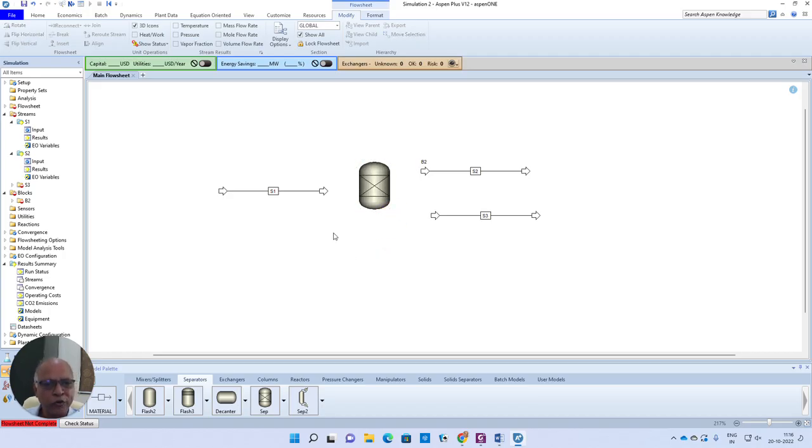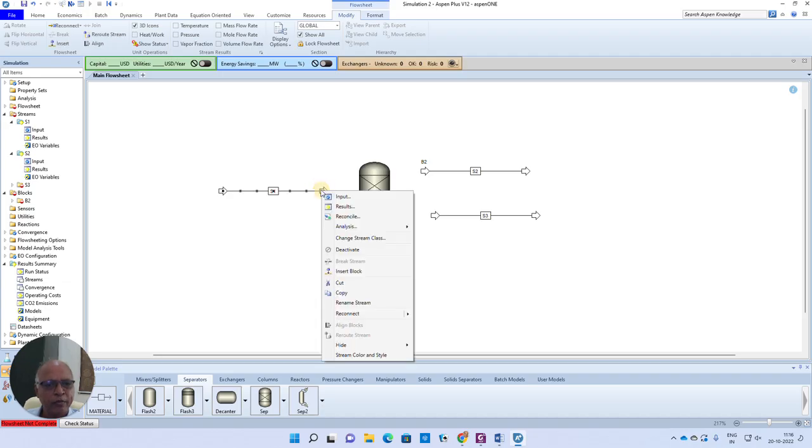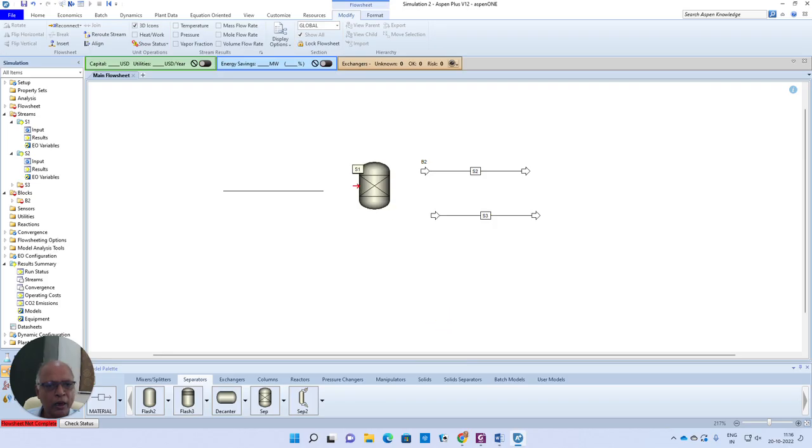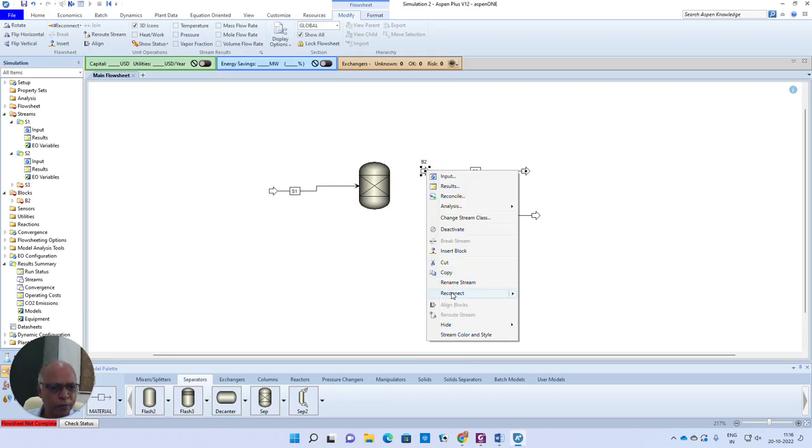Right? Now, I would like to provide the connectivity. So again, something similar to your splitter. It will have one input stream and you can have any number of outputs.